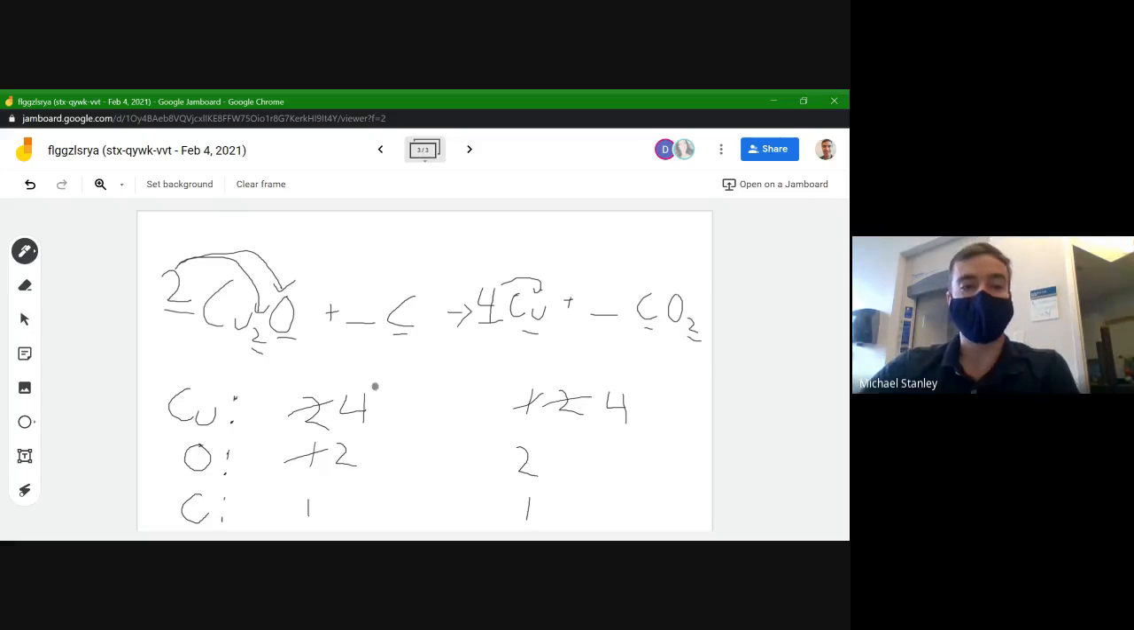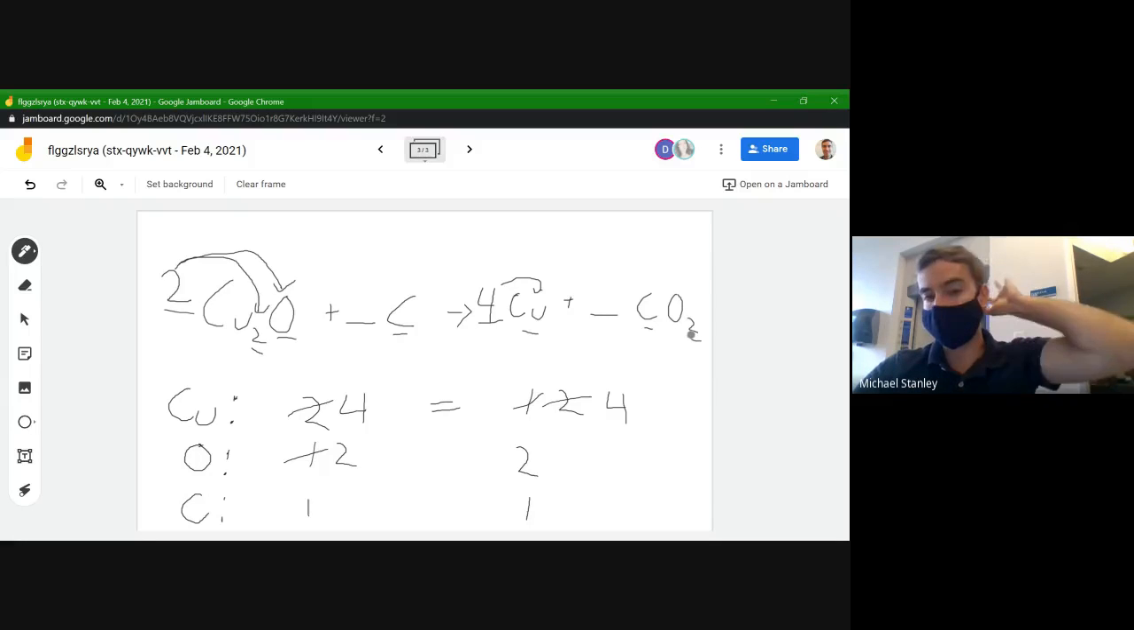So let's do our final check. 2 times 2 is 4 Cus on the reactants and 4 Cus on the products. So these are equal. 2 O's on the reactant side and 2 O's on the product side. We didn't change these at all, so these are equal. And we didn't do anything to the C's either. 1 C on the reactant, 1 C on the product. So these are and always have been equal.